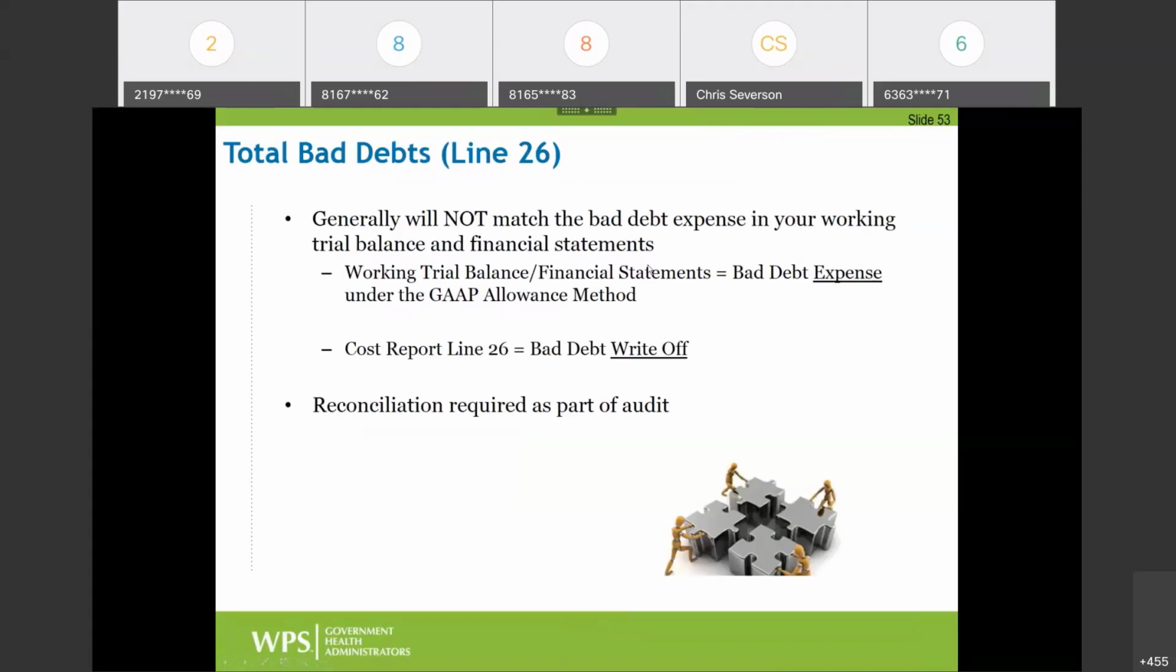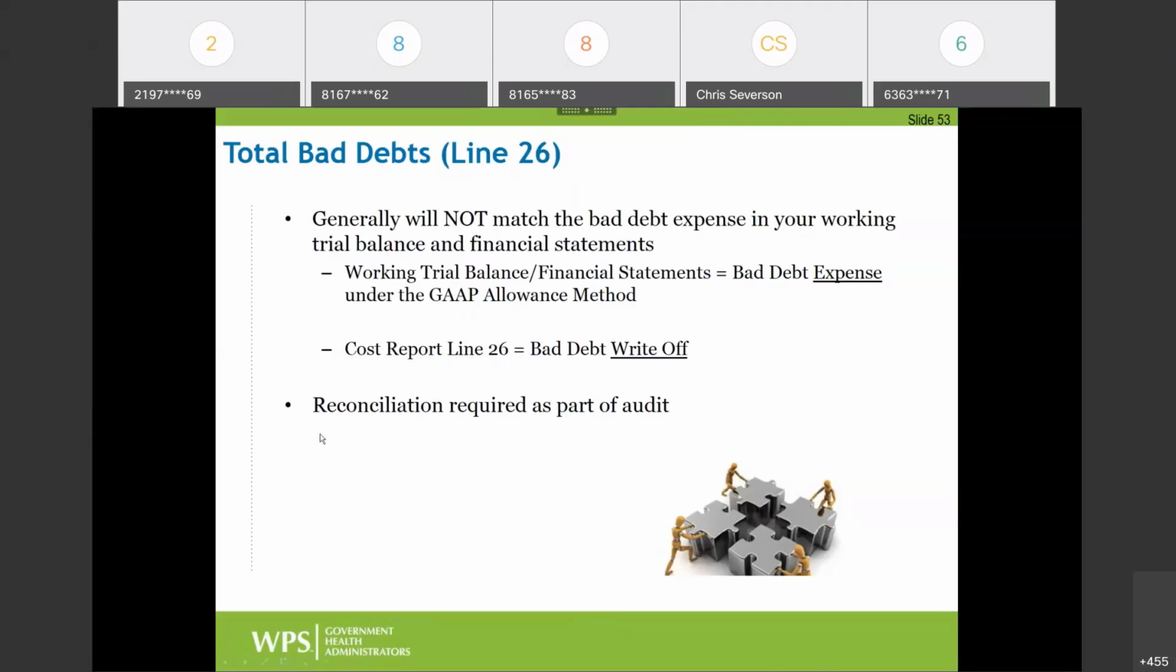Now, this is what I alluded to earlier about the bad debts. Generally, this line 26 amount won't match the bad debt expense in your working trial balance or financial statements. That's because most providers cannot use the direct write-off method. They have to follow GAAP, which currently requires the allowance method. Because of this, what's on your working trial balance or your financial statements is an allowance-based expense, just an estimate versus a write-off. But cost report line 26 requires the bad debt write-off, the actual write-off of that specific claim.